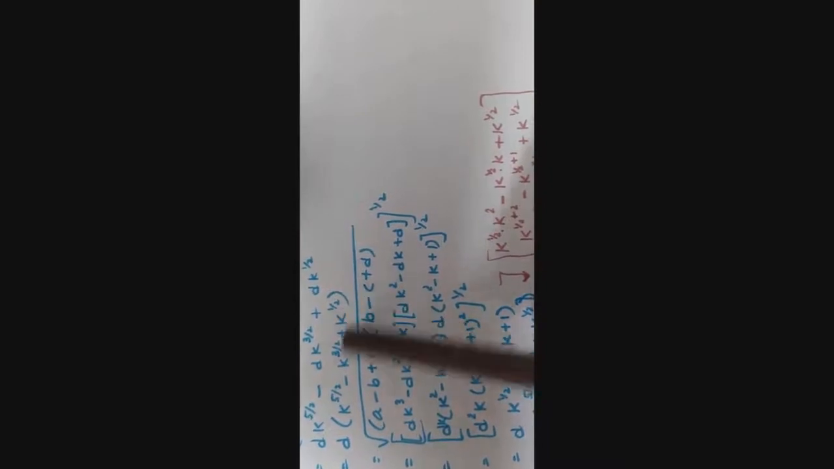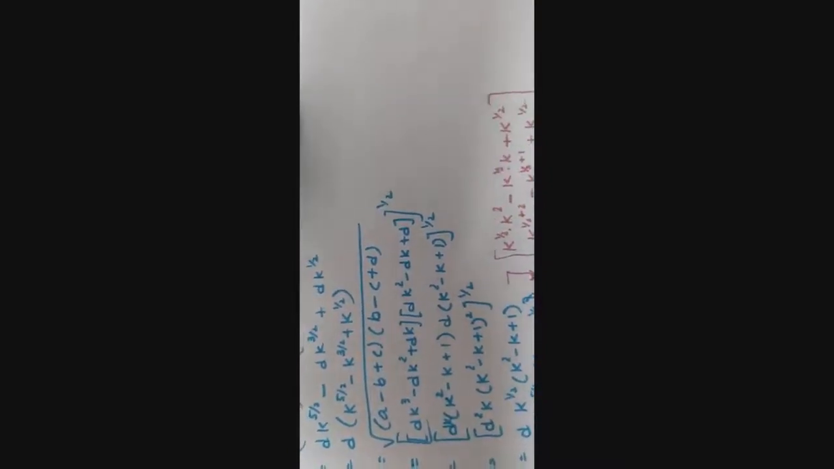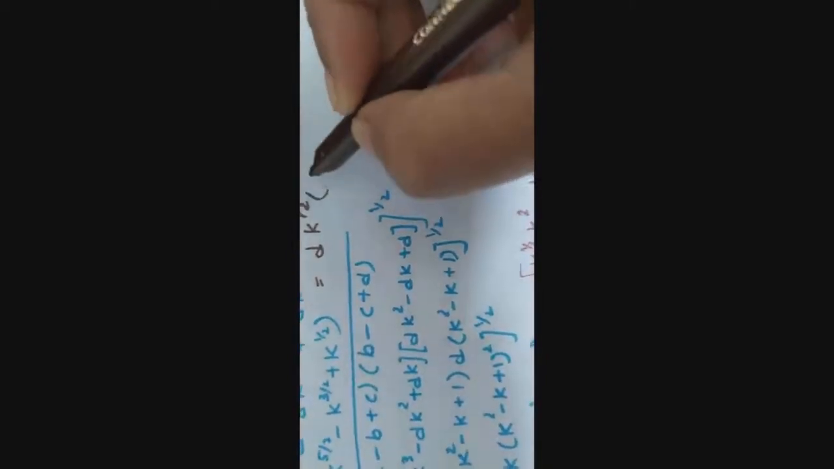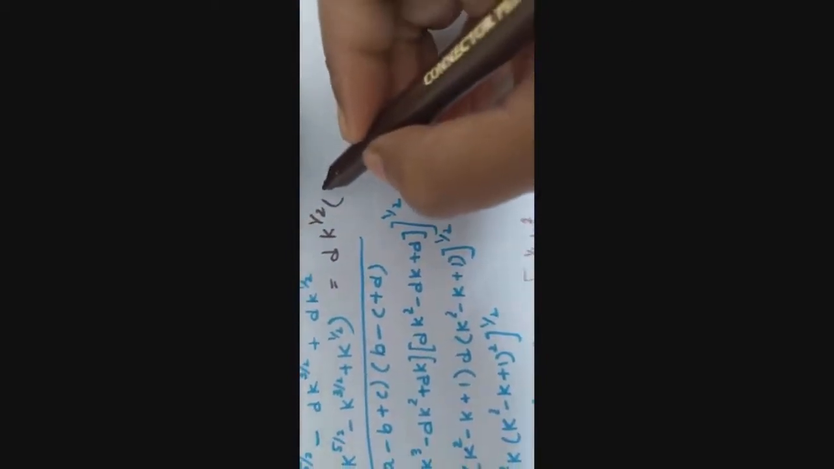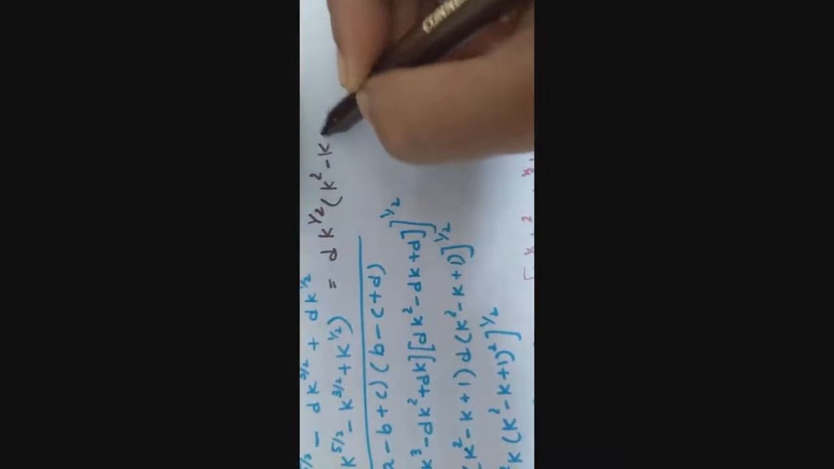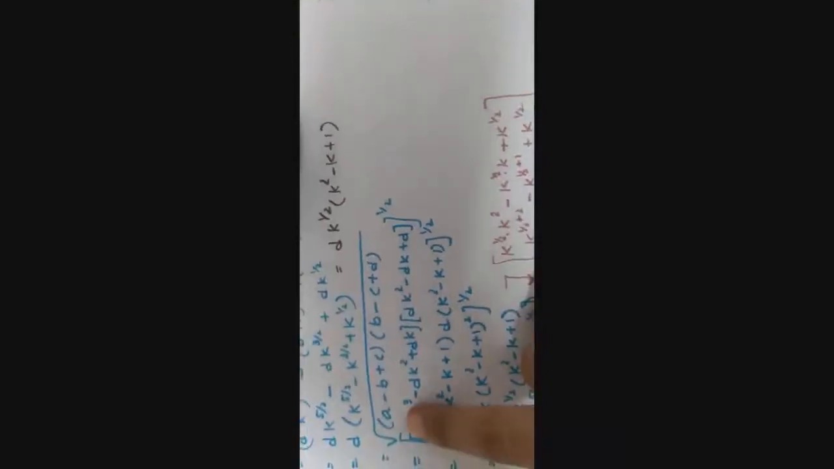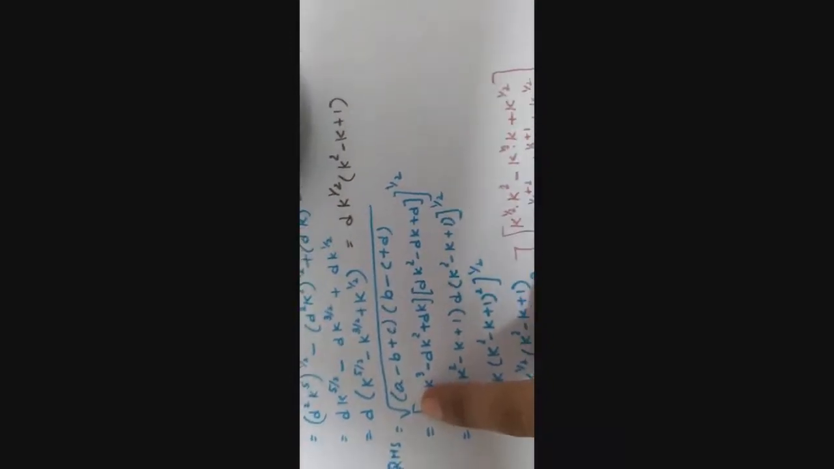Actually you can take k 1 by 2 also common. So students, if you take like this D k 1 by 2 common, then what is left in the bracket is k square minus k plus 1. You can also get this result, and that is your final result on left hand side.